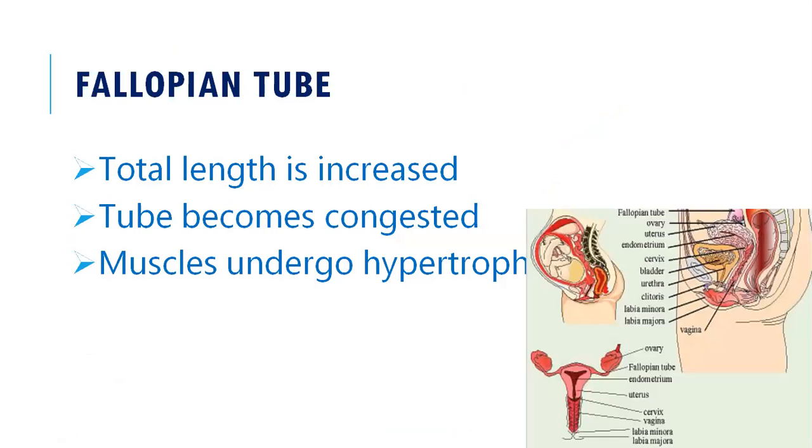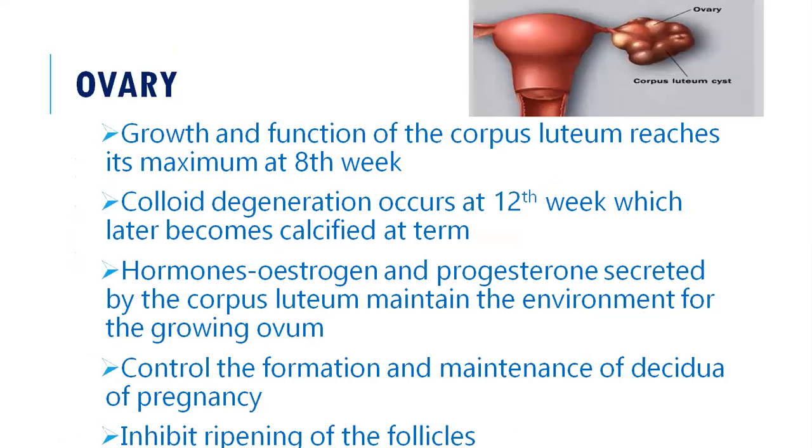What happens to the fallopian tube? Total length is increased because of vascularity. The tube becomes congested. Muscles undergo hypertrophy. Ovary.